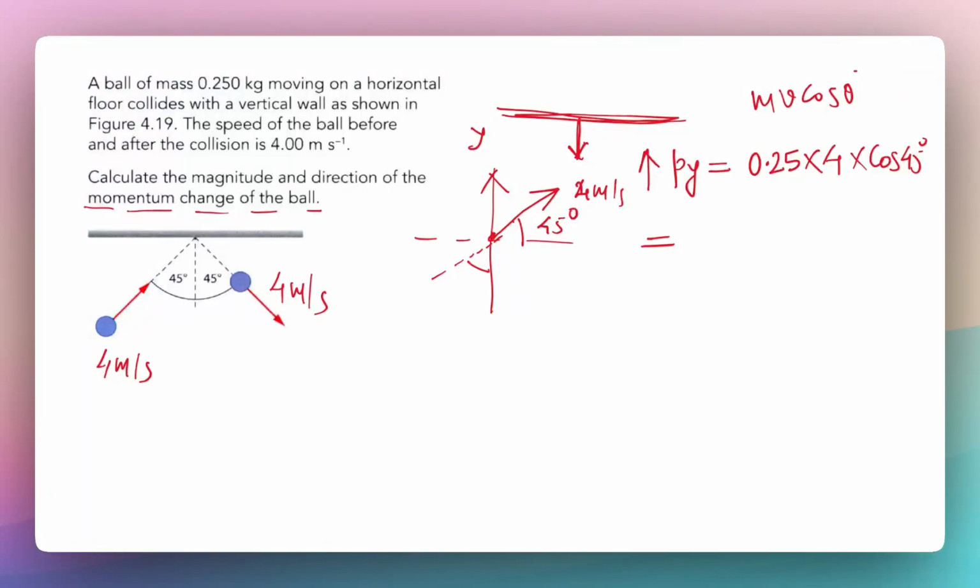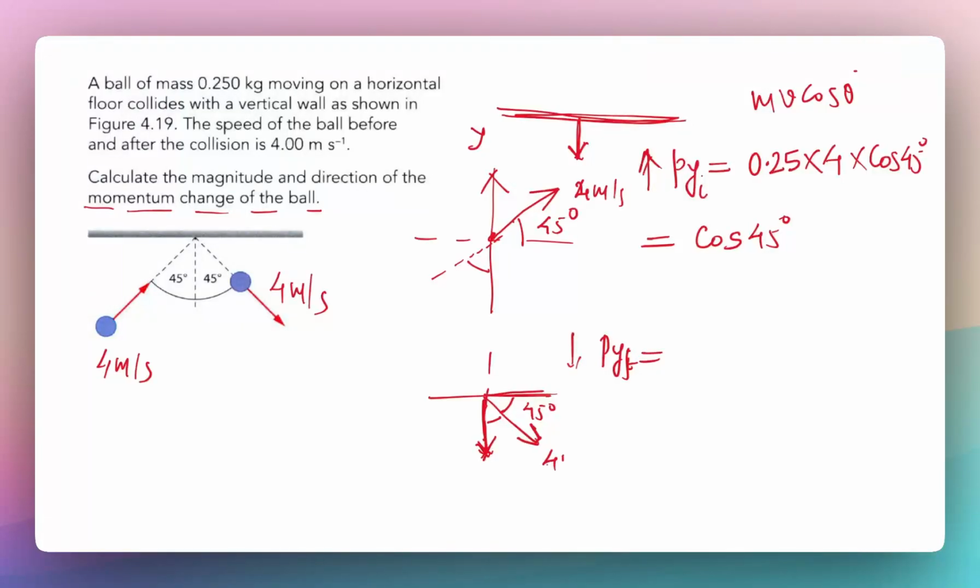So it is 0.25 times 4 times cos 45 degrees. That is in the positive direction. After, when the ball returns, its velocity changes in this direction, and again this angle is 45 degrees. So what is the momentum in the y direction? The y direction momentum now will be downward. So this was our initial, and the final is downward this time, so it comes with a negative sign.